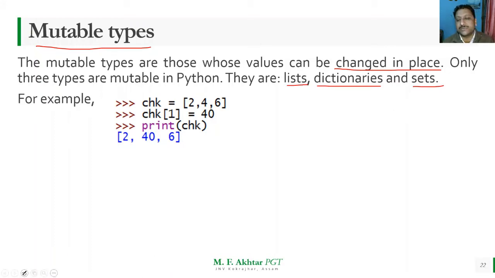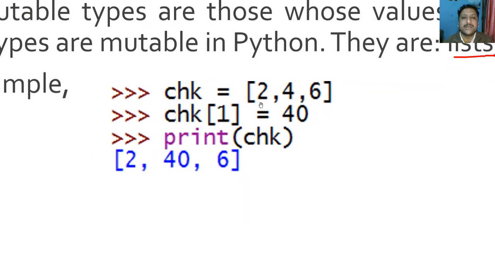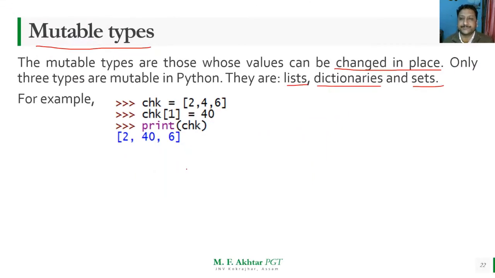And in a list, making changes is easy. Here we have created a list and we have changed the second value, the index number 1, 40, and then we have printed, and the value is changed here, 40 is changed, 4 is changed here. Okay.